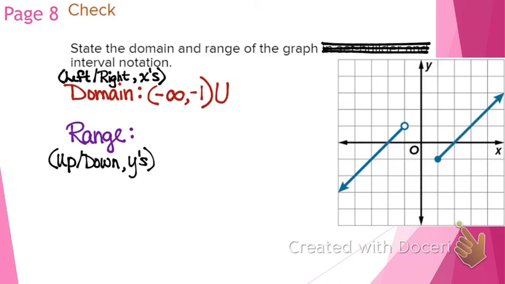So +1, bracket or parenthesis there? Bracket. Closed circle. And then I follow along, and I hit the edge of the graph, but what do I see? An arrow. What does that mean? Infinity. There's my domain.